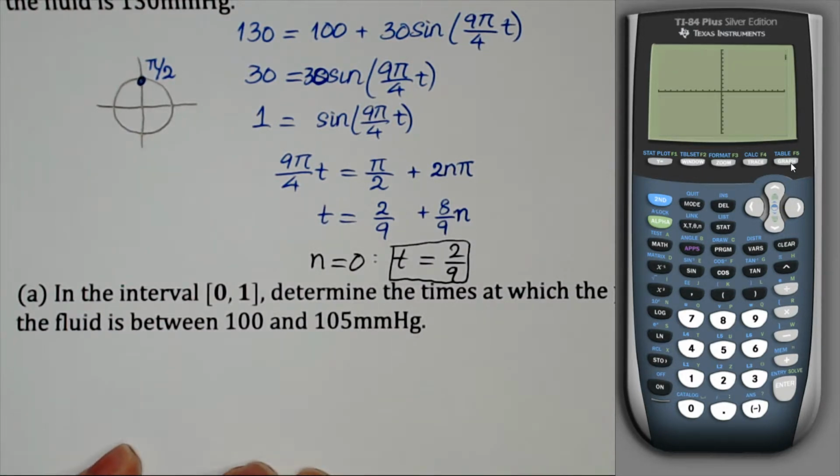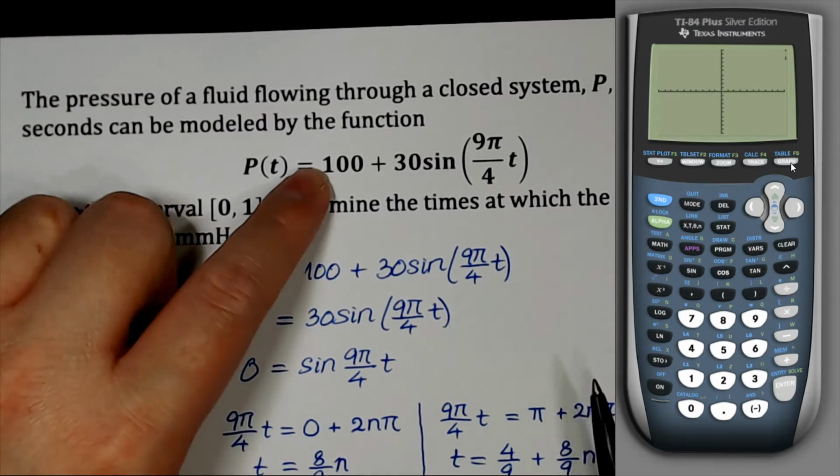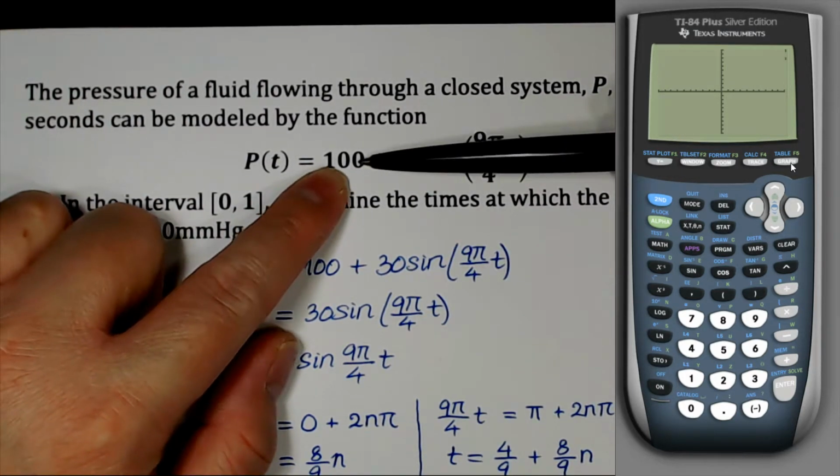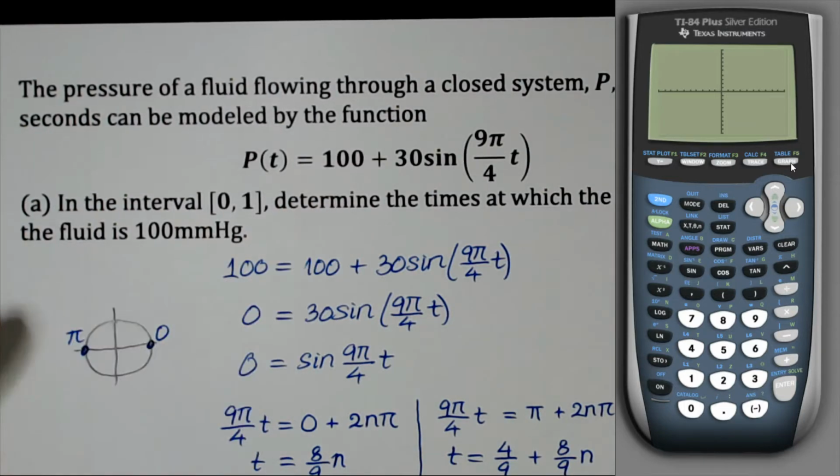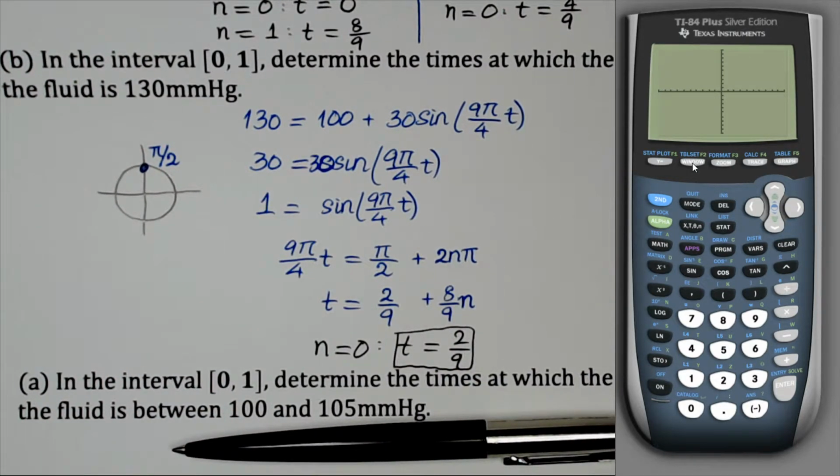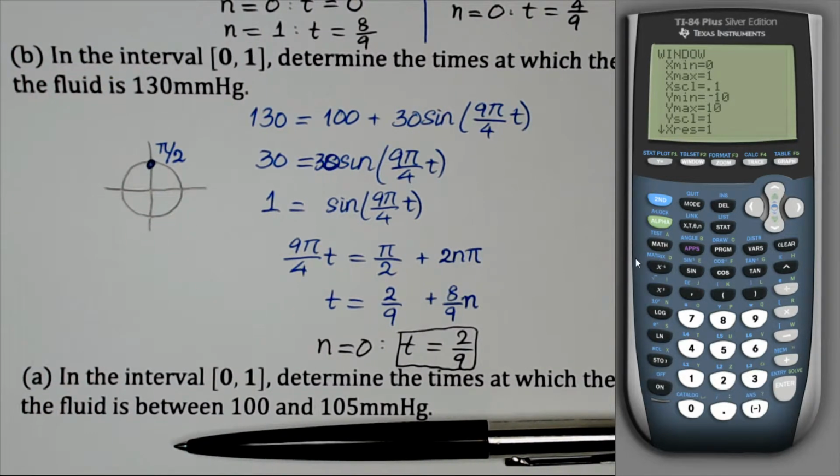Next, we divide by 9 pi over 4 on both sides. This is going to be 8 over 9 n, sorry, and pi over 2 divided by 9 over 4. So we just use a fraction of 1/2 divided by 9 over 4, and we have 2 over 9.